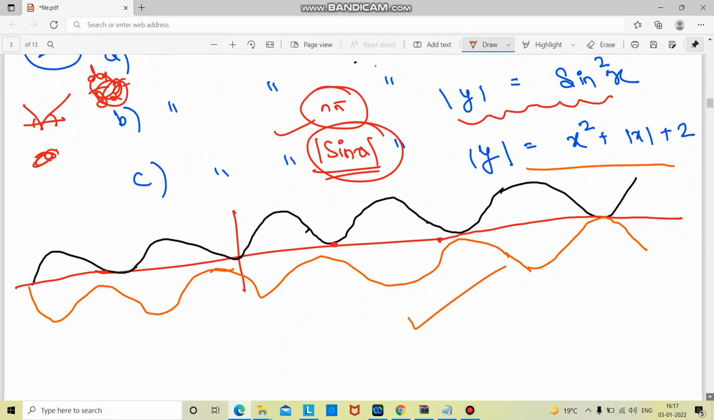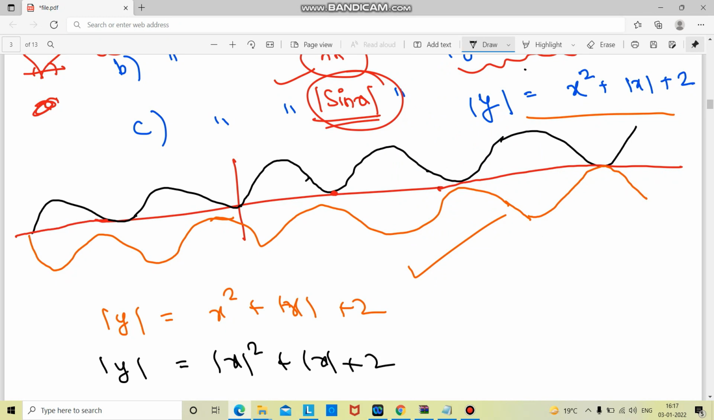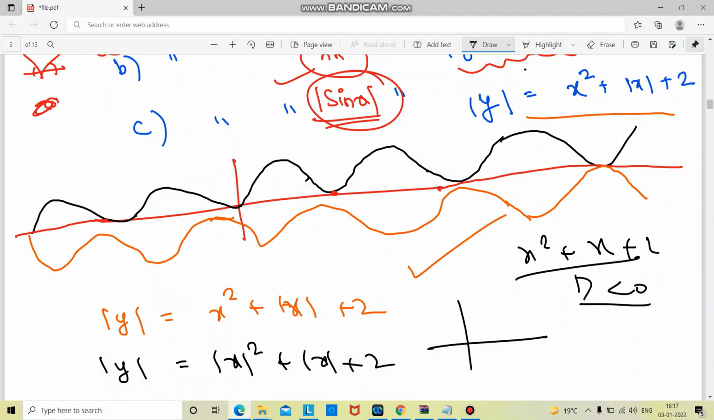Now I will do the third one, which is mod y is equal to x squared plus mod x plus 2. It can be written like this, mod y is equal to mod of x squared plus mod x plus 2. Firstly, we will draw the graph of x squared plus x plus 2. As we know that D is less than 0, and its minimum value will lie at minus b by 2a. Minus b by 2a is minus half. So minus half is somewhere here. So the graph would be like this.